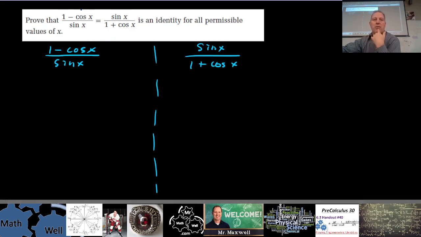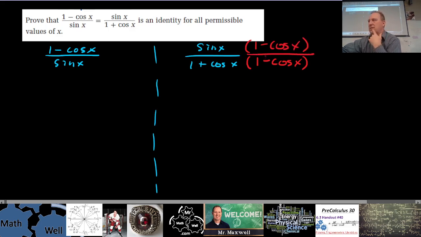So I'm going to focus on the right side first. I'm going to multiply by the conjugate of 1 plus cos x, that's 1 minus cos x. What I do to the bottom, I have to do to the top, because it's like I'm multiplying by 1. This is the conjugate of this denominator: where it's 1 plus cos x, the conjugate is 1 minus cos x. Same terms of the binomial, opposite sign.